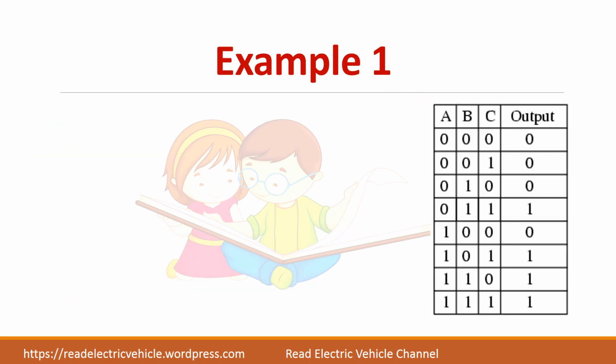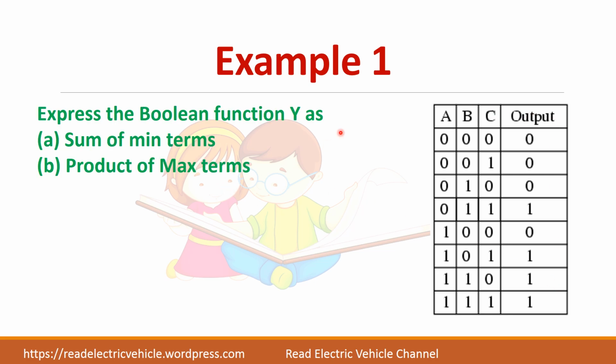Let us see some examples. So here a truth table is given. It is a 3 variable function and output is given. Question is, you have to express the Boolean function as sum of Minterm and product of Maxterm. So 2 questions are here with subdivisions. So first let us find what is the sum of Minterm.